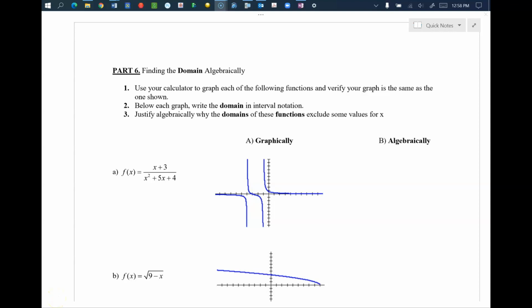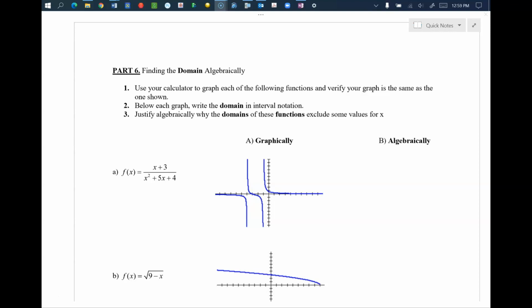Welcome back everyone. We are going to finish up our discussion of the first part of section 1.2 by talking about graphing functions on your calculator and then finding domains algebraically. So to start out with, we're going to graph each of these three functions on our calculator, get a good graph, figure out the domain from there, and then figure out why the domain is the way it is algebraically.